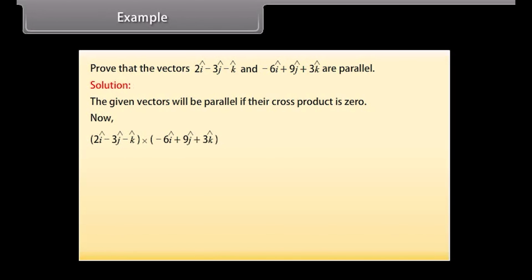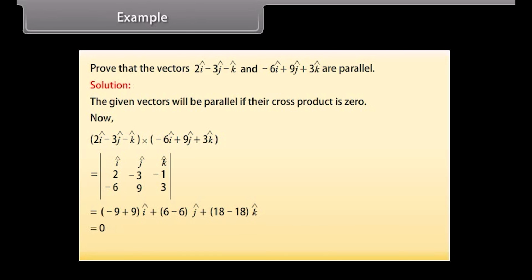Now, (2i cap minus 3j cap minus k cap) cross (minus 6i cap plus 9j cap plus 3k cap) equals the determinant of row-wise: first row i cap, j cap, k cap; second row 2, minus 3, minus 1; third row minus 6, 9, 3, which is (minus 9 plus 9) i cap plus (6 minus 6) j cap plus (18 minus 18) k cap equals 0. Hence proved.